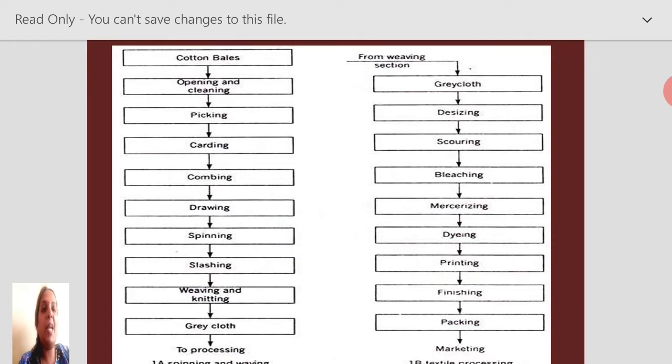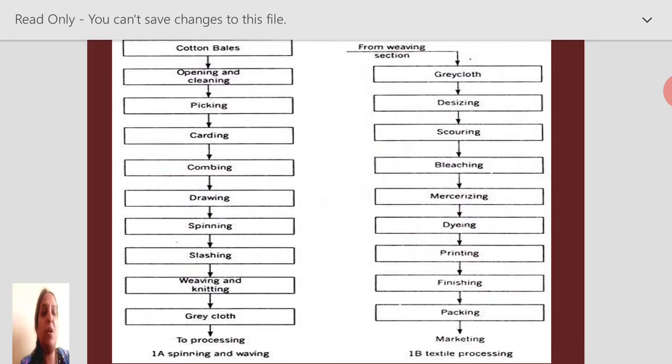Then it will be taken to the carding unit, where it will be lined up as thin threads so that it can be easily spun. That is what is done in the carding unit. Then it goes to the combing unit. Combing is actually optional. It is done to remove the short fibers as well as to strengthen the yarn. Then it is taken to the drawing unit, where the final thin threads will be formed.